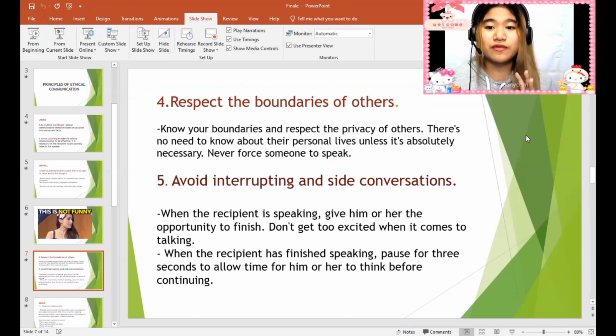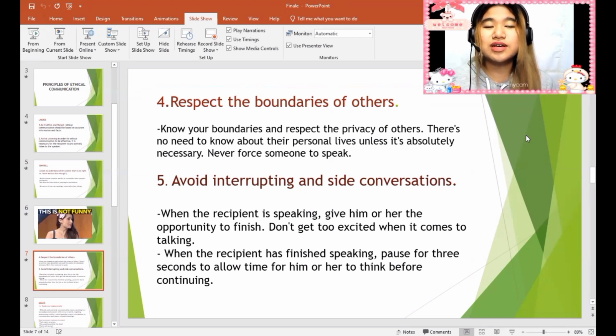Then number 4, if you didn't respect the boundaries of others, the two of you might become enemies, right? So in number 5, avoid interrupting and side conversations.